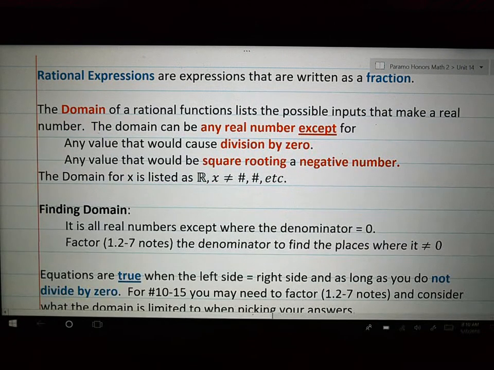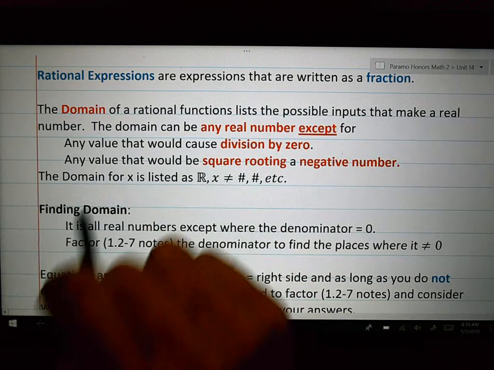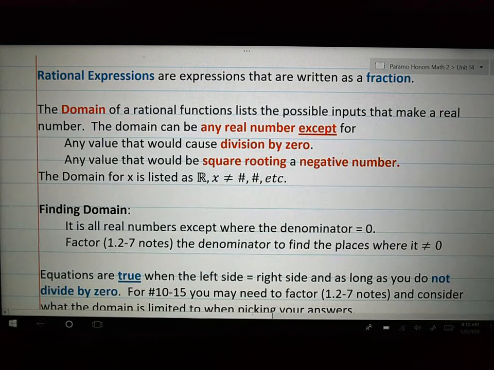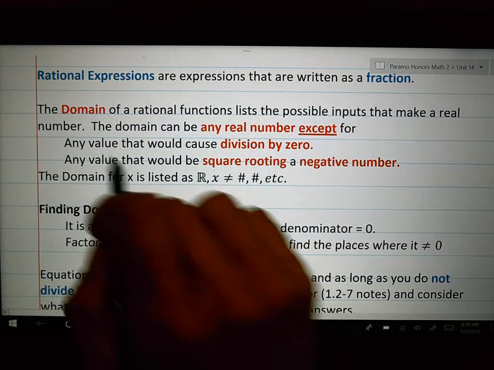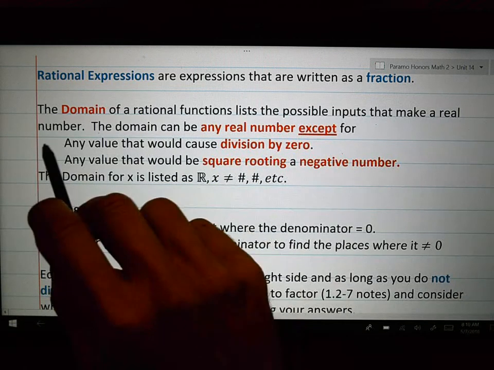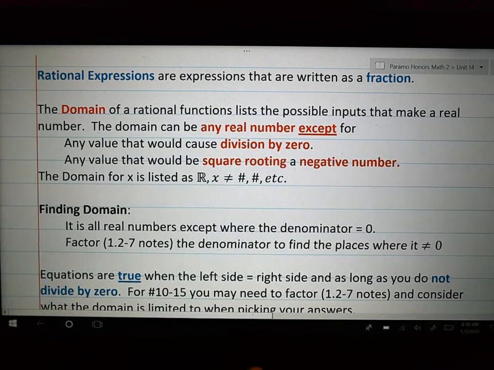of rational expressions. This makes a big difference when you go to Honors Math 3 and into Advanced Math, for those of you who will struggle with Honors Math 3. Okay? The domain of a rational function lists all possible inputs that make a real number. Sometimes you won't get a real number. That's something we learned this last unit.